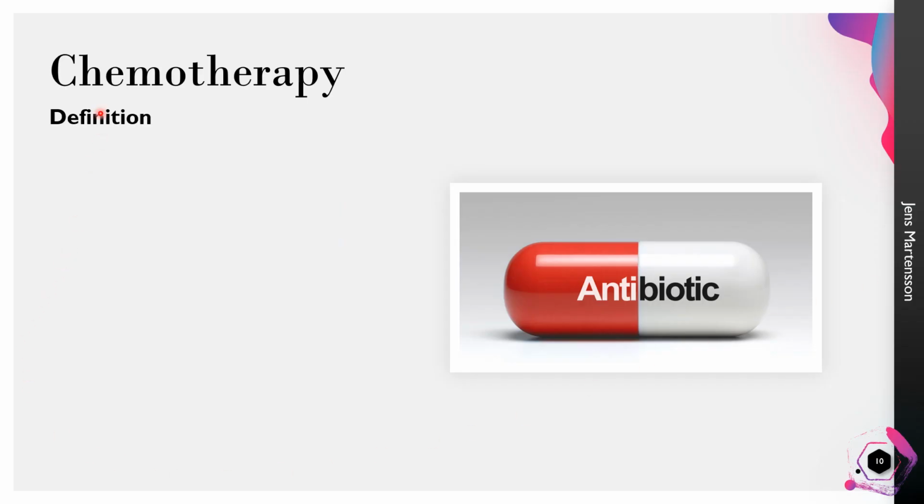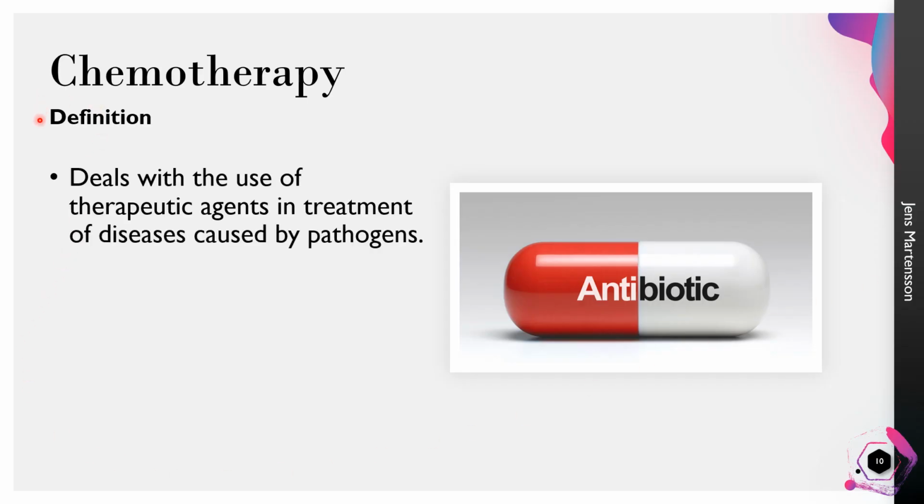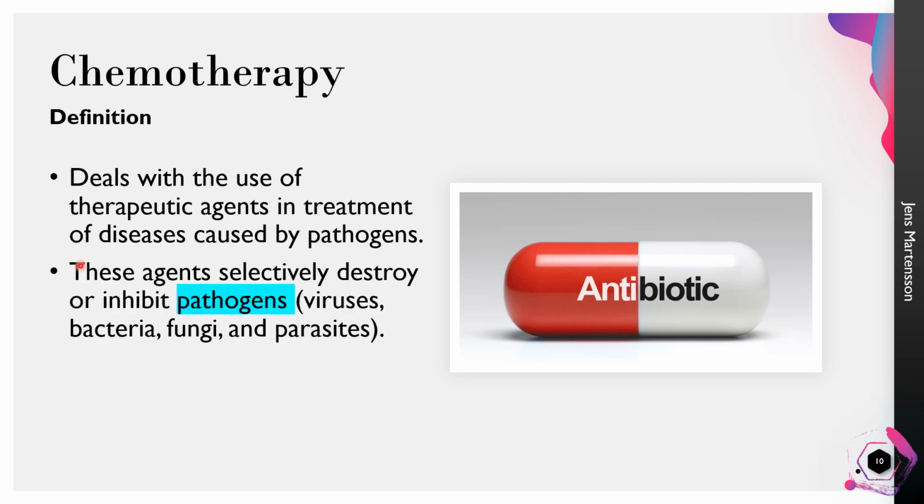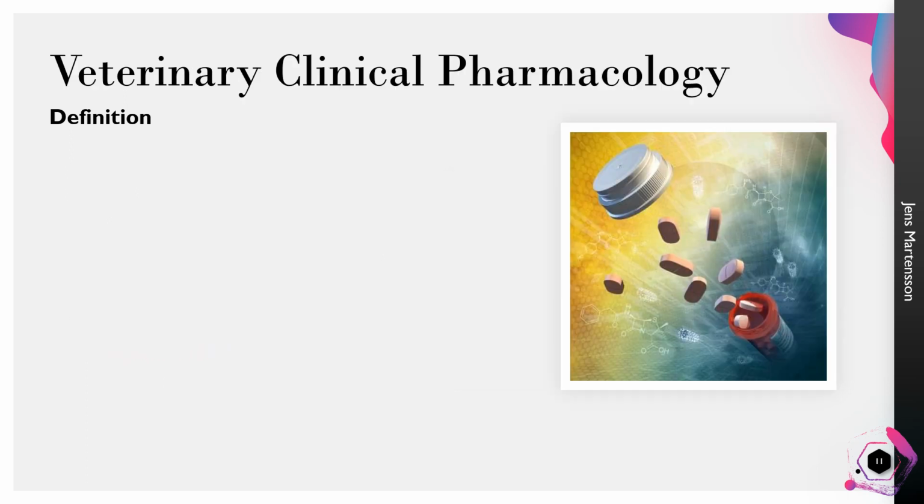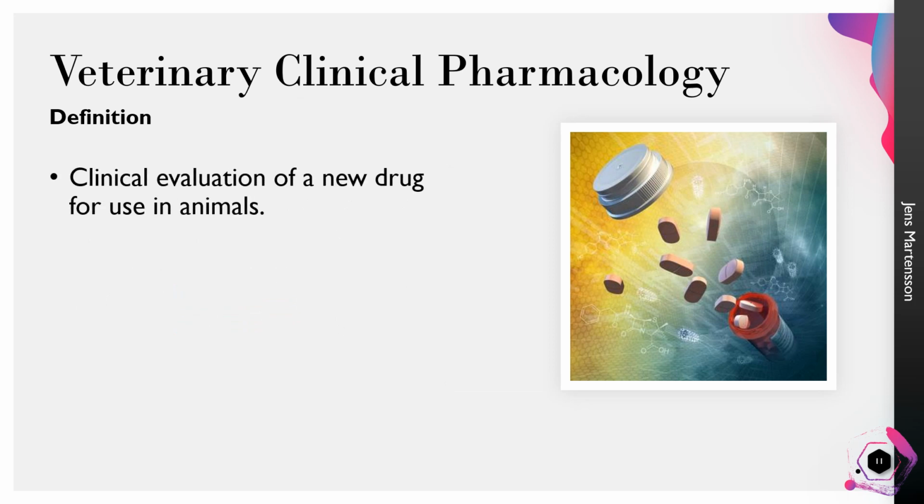We also have chemotherapy. When we say chemotherapy, that deals with the use of therapeutic agents in treatment of diseases caused by pathogens. These agents selectively destroy or inhibit pathogens. The pathogens that we are referring to may include viruses, bacteria, fungi, and parasites. The next branch is veterinary clinical pharmacology. This is defined as the clinical evaluation of a new drug for use in animals.